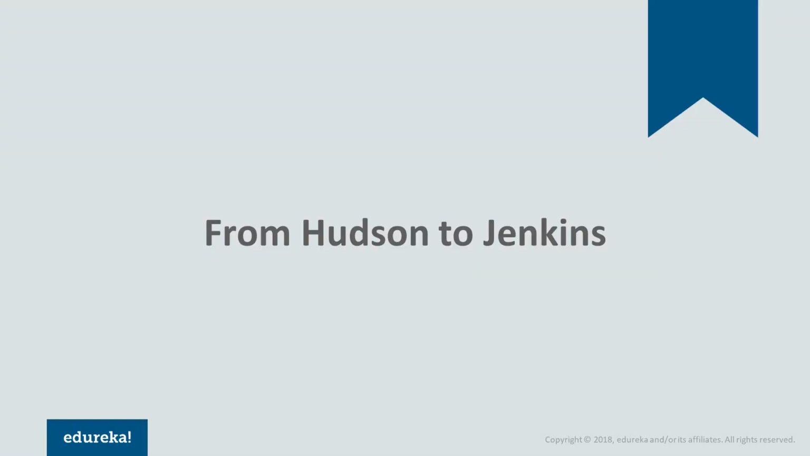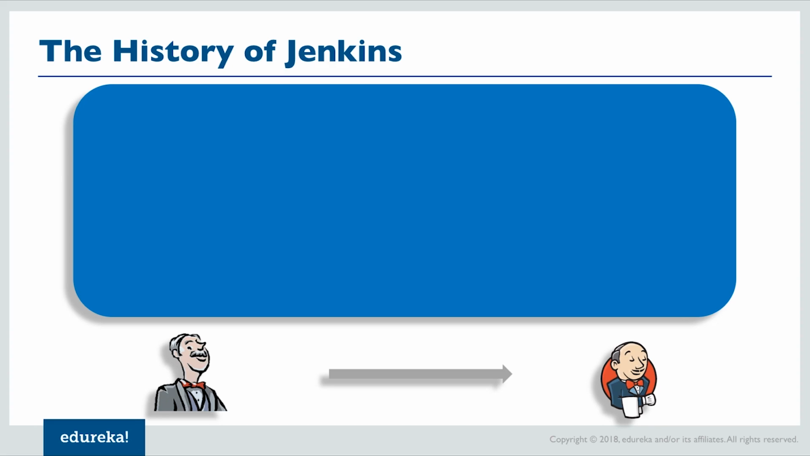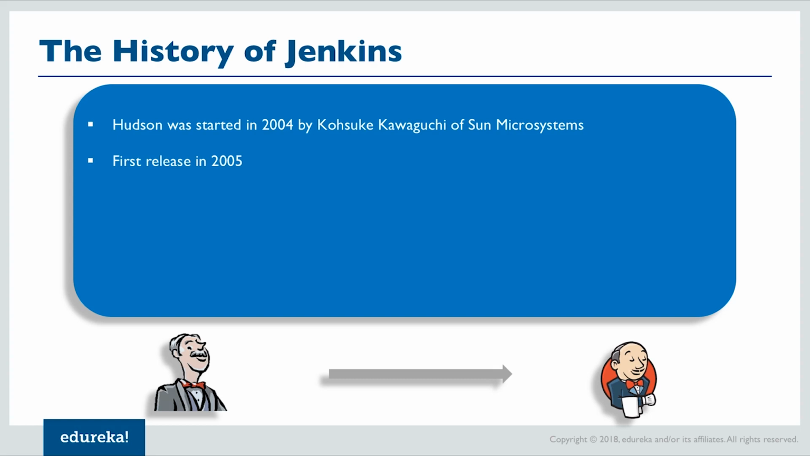So let's take a look at the journey of Jenkins from Hudson. This will be a little bit of a history lesson for you, what exactly happened and how exactly Jenkins came into the picture. As we have seen before, it was written by a developer called Kosuke Kawaguchi, who was a Japanese guy. And he was working with Sun Microsystems when he wrote Hudson somewhere around 2004. It was late 2004 or early 2005 when he started with this project, and immediately it became very popular within the company. Everybody started using it. The first release was in 2005.